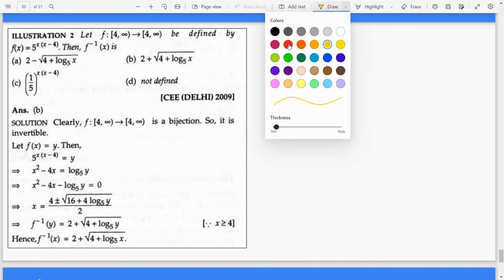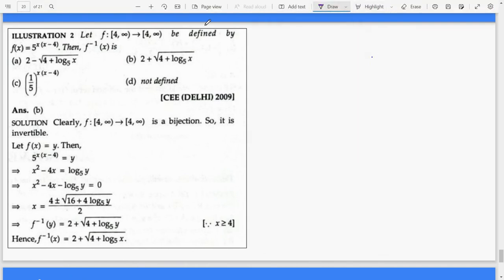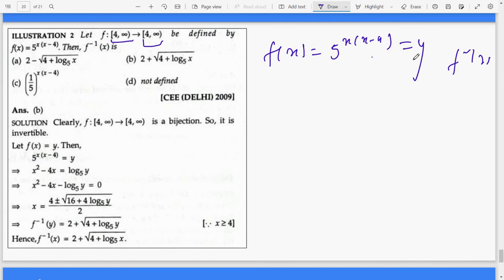What this example is saying is: let f be a function from [4, infinity) to [4, infinity), meaning the domain is from 4 to infinity and the range is also from 4 to infinity, and f(x) is defined as 5 to the power (x^2 - 4x). Then what is f inverse of x? I told you to put f(x) = y and solve in terms of y. So take log on both sides, then it will be x^2 - 4x = log y base 5. Okay.